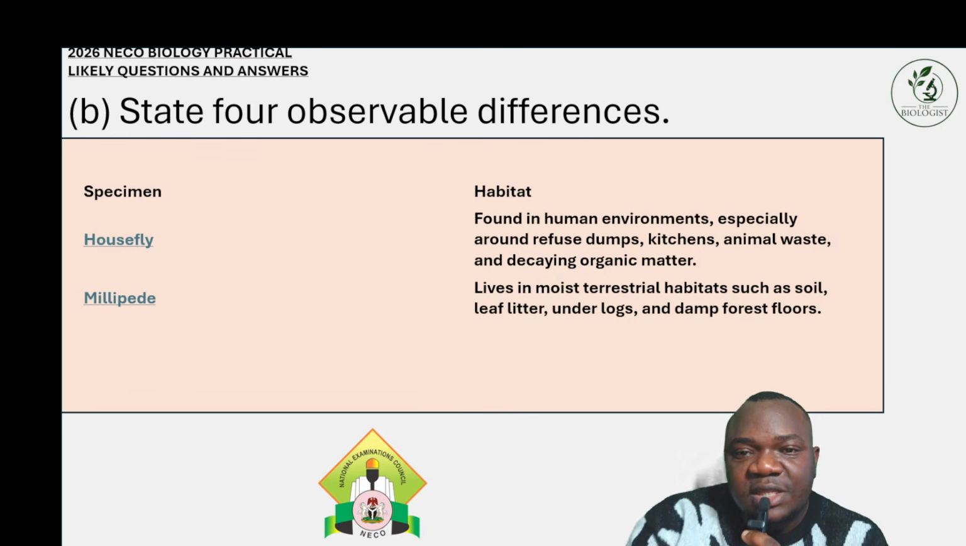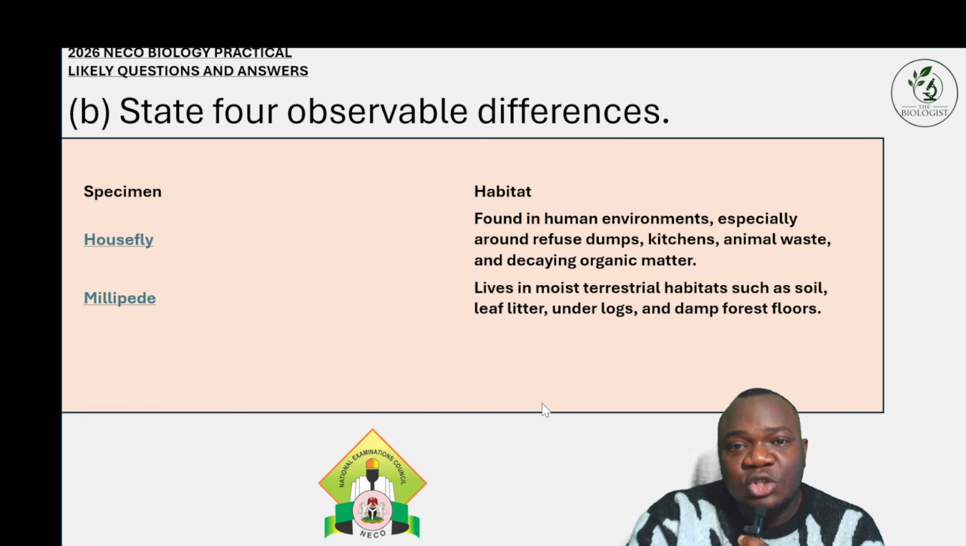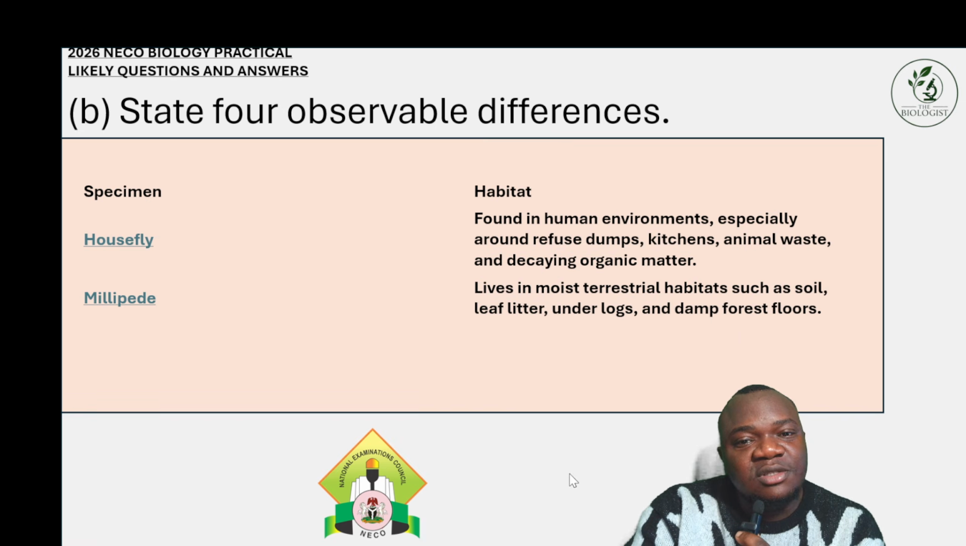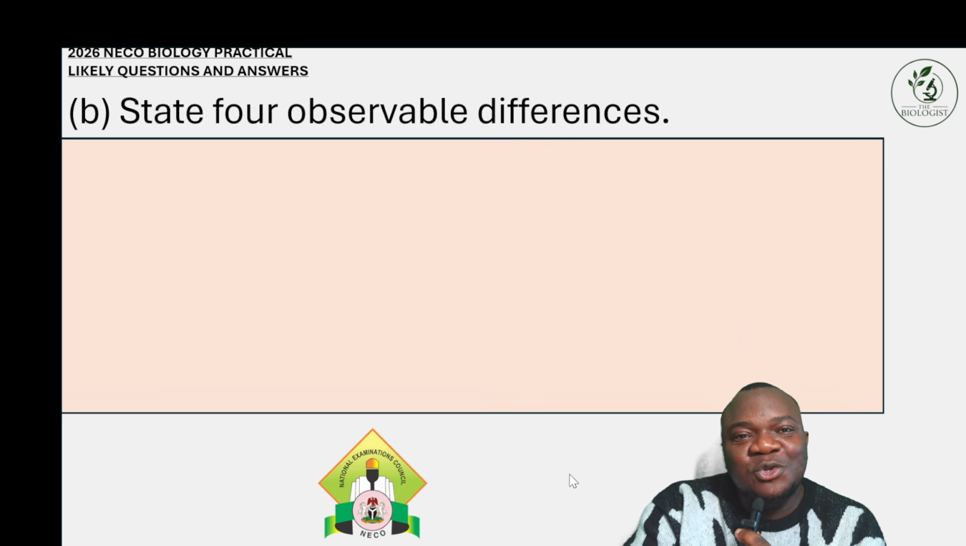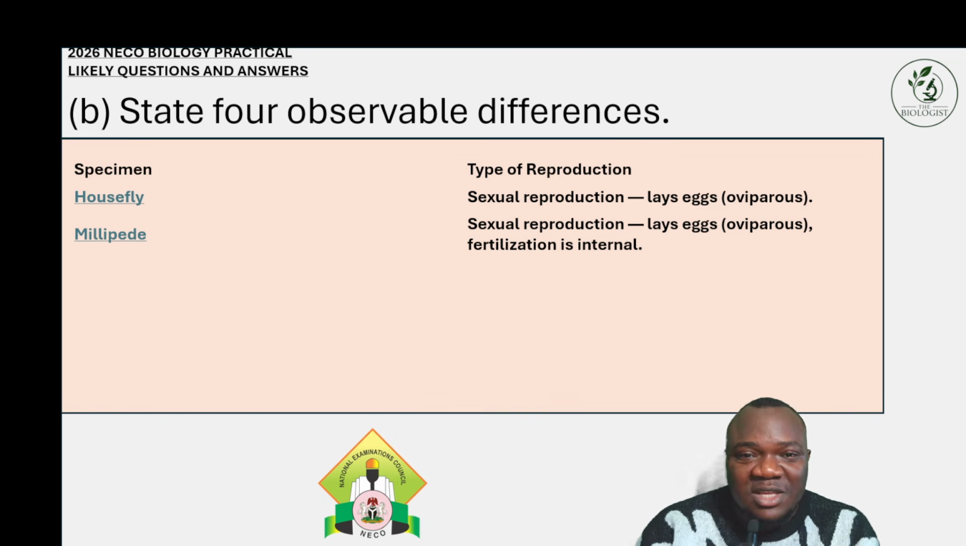Then for the millipede, they are decomposers. So you can find them in leaf litters, under logs, damp forest floors. You can find them around soils. So it's very important for you to know where they're found. So when they ask you habitat, what comes to mind is terrestrial, aquatic. No, you have to be specific.